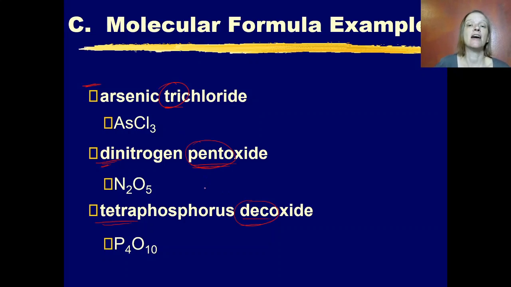Ionic compounds never have these prefixes. So if you spot a prefix, you know it's a molecular compound. You know it's covalent. And you need to follow the covalent rules.